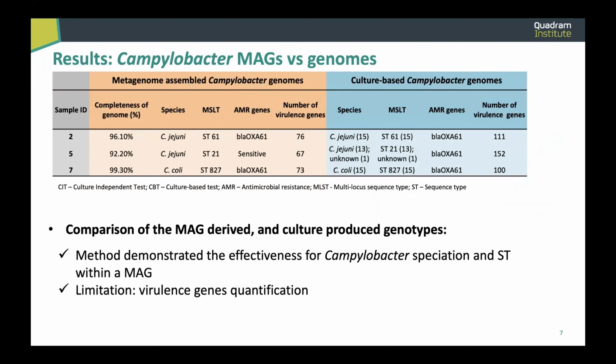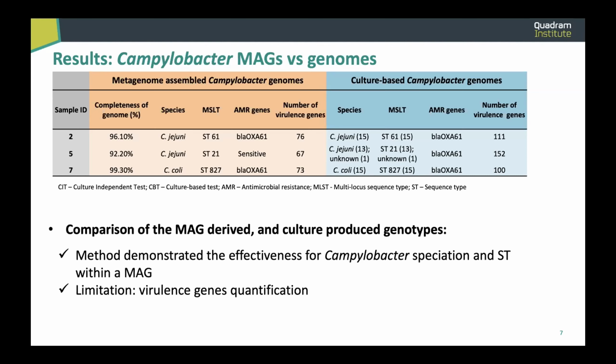To highlight the effectiveness of our method, in 3 stool metagenome samples, Campylobacter genome was assembled to more than 90% of a complete genome. Those samples contained sufficient read assemblies for characterization. Therefore, a comparison of MAG-derived and culture-produced genotypes revealed that of the 3 MAGs, 2 Campylobacter jejuni and 1 C. coli were detected. C. jejuni genomes derived from direct sequencing were classified as sequence type 61 and 21 respectively, with resistance gene BLA-OXA61 in both.